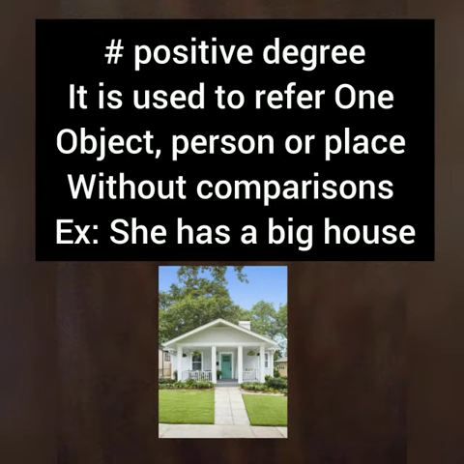So we'll see them point by point. What is meant by positive degree? It is used to refer to one object, one place, or one person without comparing. An example is: she has a big house. It is not compared with anything. It's a single.